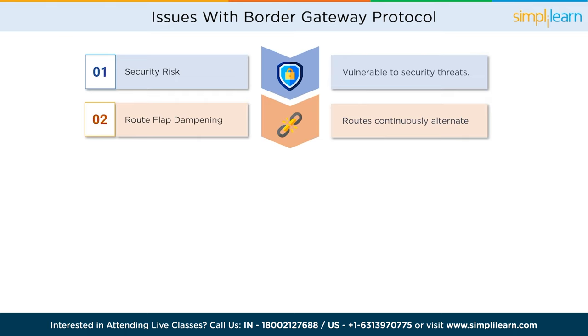Route flap dampening. In some cases, BGP routers may experience route flapping, where routes continuously alternate between available and unavailable states. This can impact network stability and routing decisions.